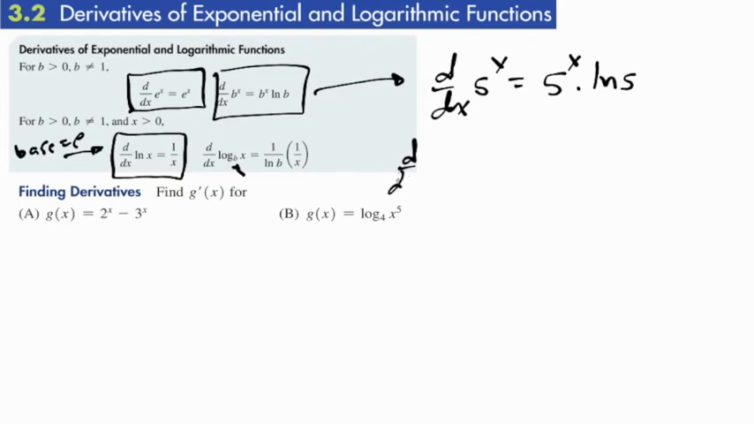So if we had d dx of log base 3 of x, it would be 1 over the natural log of 3 times 1 over x, which is 1 over ln of 3 times x.